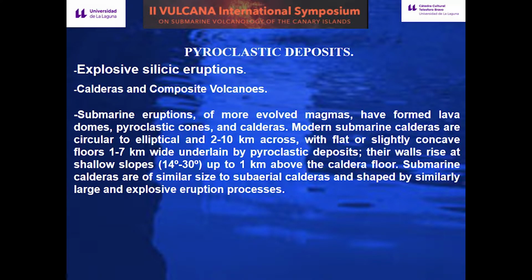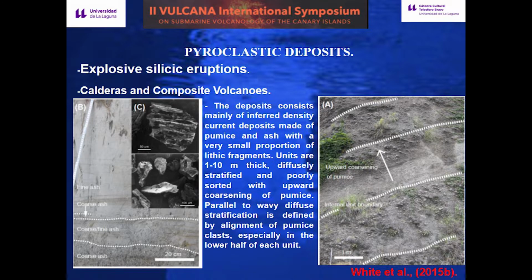It is also possible to have pyroclastic deposits. Silicic eruption is related to caldera and composite volcanoes. Submarine eruptions of the most evolved magma have formed lava domes, pyroclastic cones, and calderas. Modern submarine calderas are circular or elliptical and between 2 and 10 kilometers across, with a flat, slightly concave floor 1 to 7 kilometers wide, underlain by pyroclastic deposits. Their walls rise at a shallow slope, 14 to 30 degrees, up to 1 kilometer above the caldera floor. Submarine calderas are of similar size to subaerial calderas, and are formed by similarly large and explosive eruption processes.